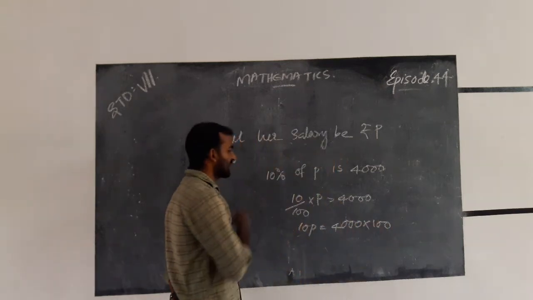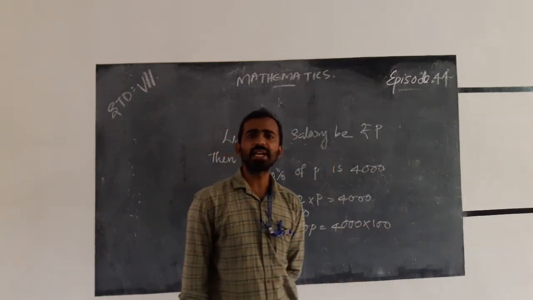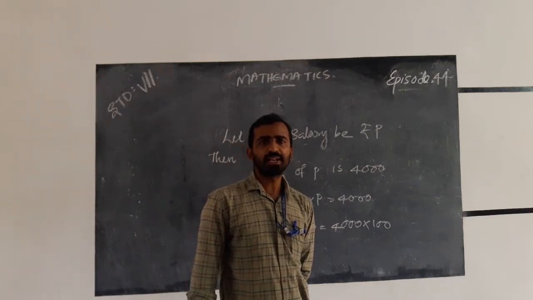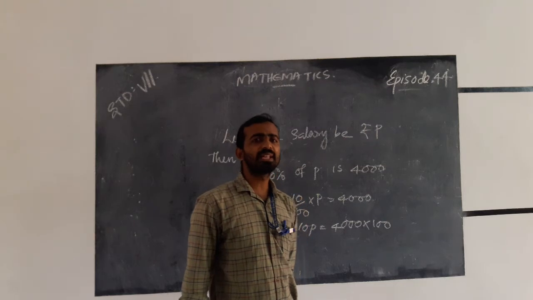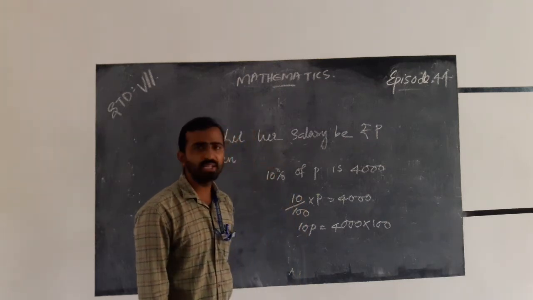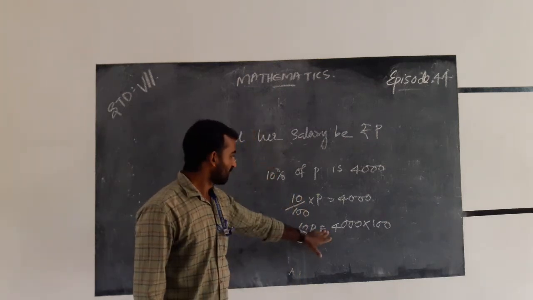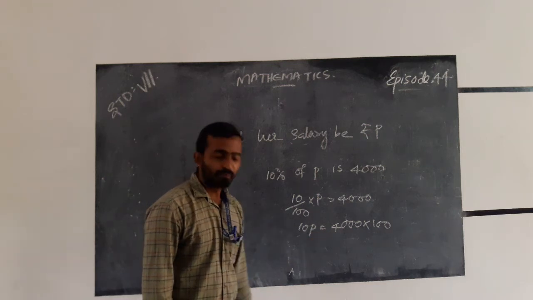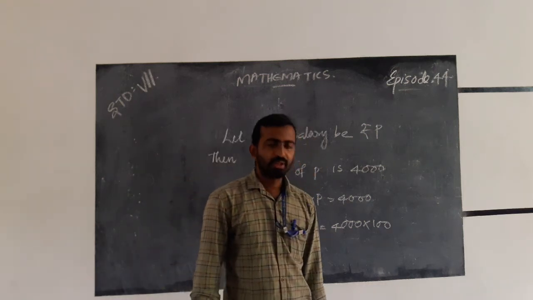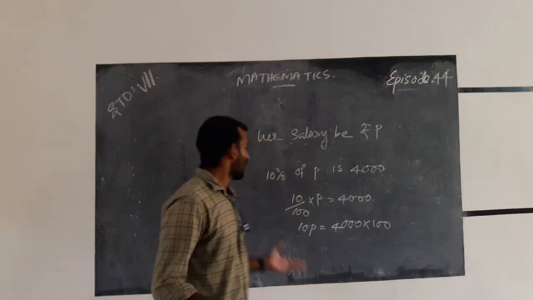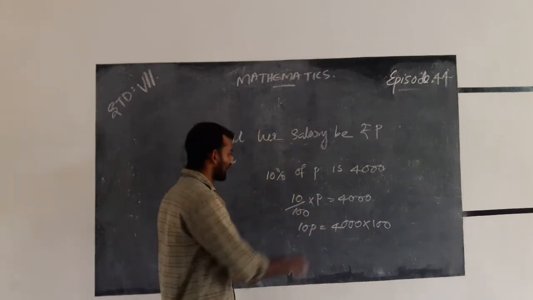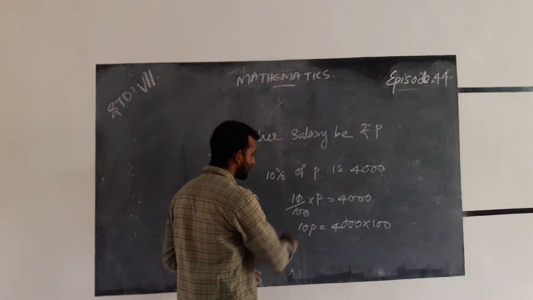We transpose the 100 to the right side. Here the 100 is division. When we transpose to the right side, we get 10P equal to 4000 into 100. Or in another way we can simplify like this.